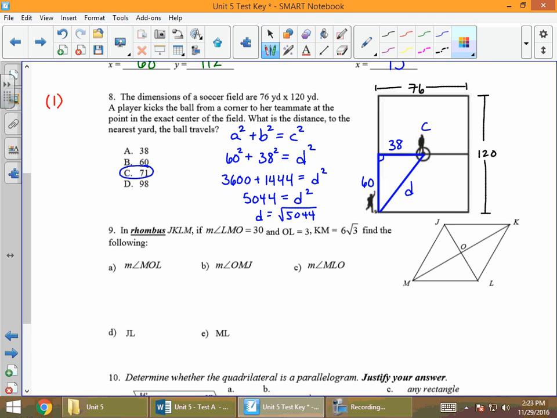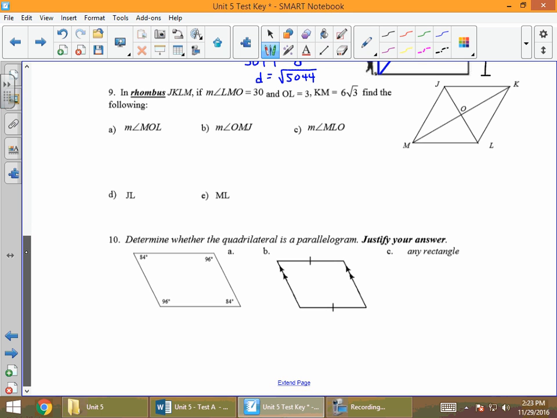Number 9, very similar to the problem that we saw in the practice. There are 5 parts to this. Each part's worth a point, so it's worth a total of 5. It tells us that this is a rhombus, so I know all the sides are the same. So it says OL down here is 3.